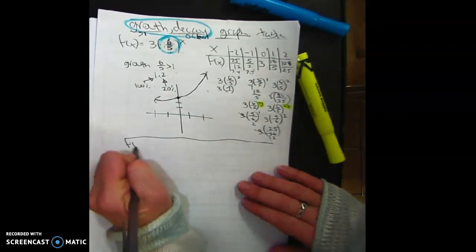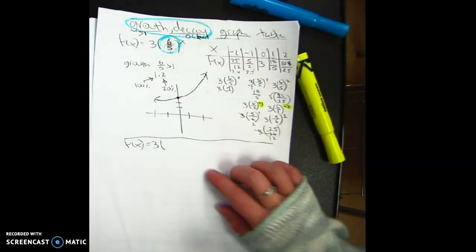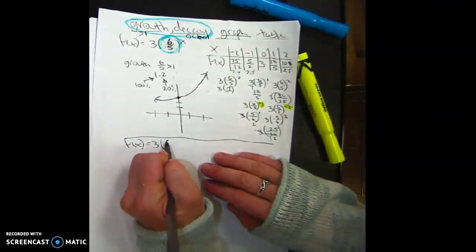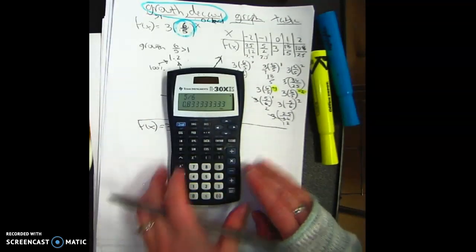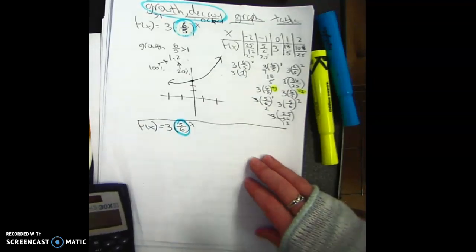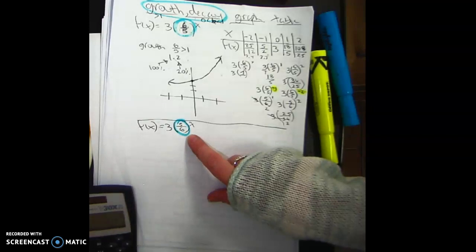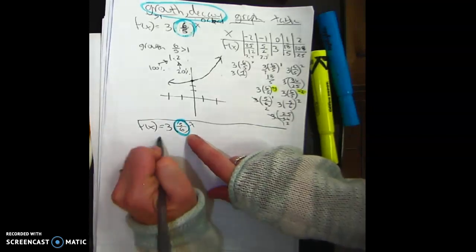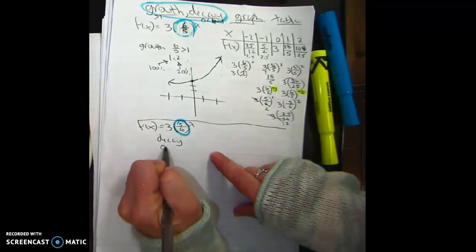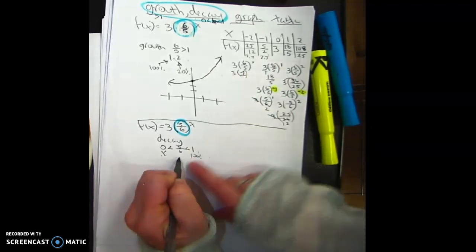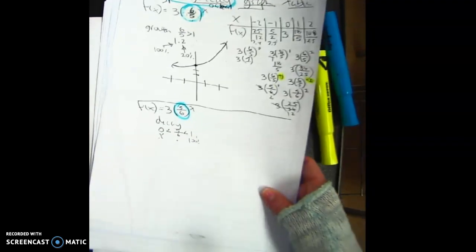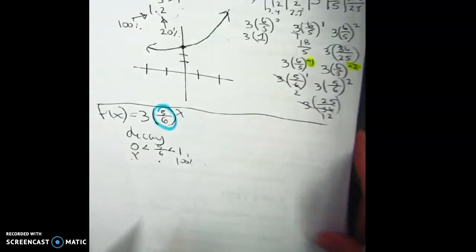Let me do one more. This time I'm going to go f of x equals 3 times 5/6 to the x. So if you look, it's very similar, isn't it? I have to tell if it's growth or decay. I look at the base. Since it's less than 1, how do I know? 5 divided by 6 is less than 1, 0.83. Ooh, that one's mean. Okay, we'll be okay. I just kind of wanted you to see simplifying fractions. So it's decay because it is between 0 and 1. Because it's between 0% and 100%. It's 83.3%.